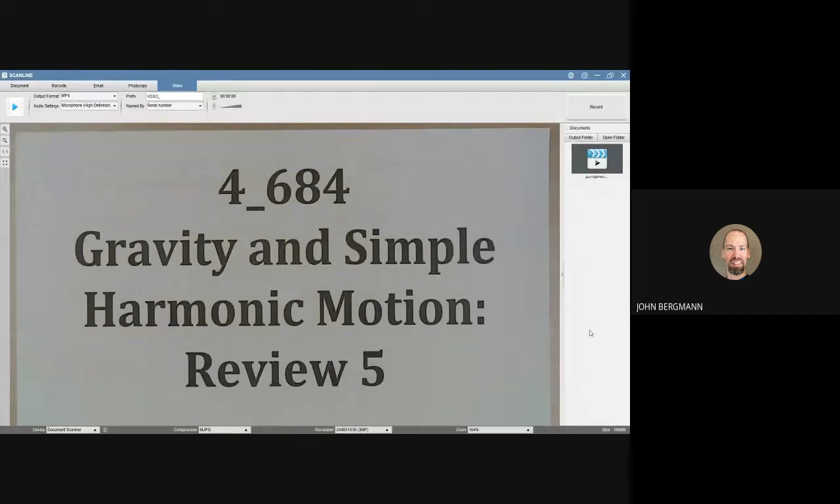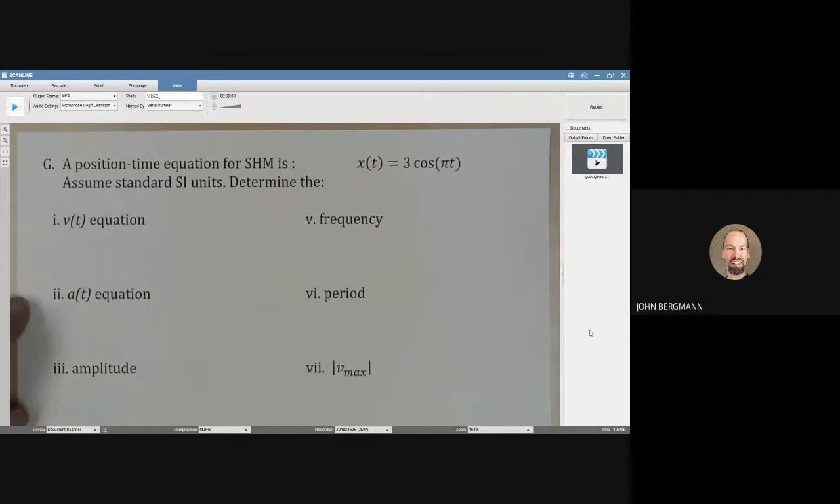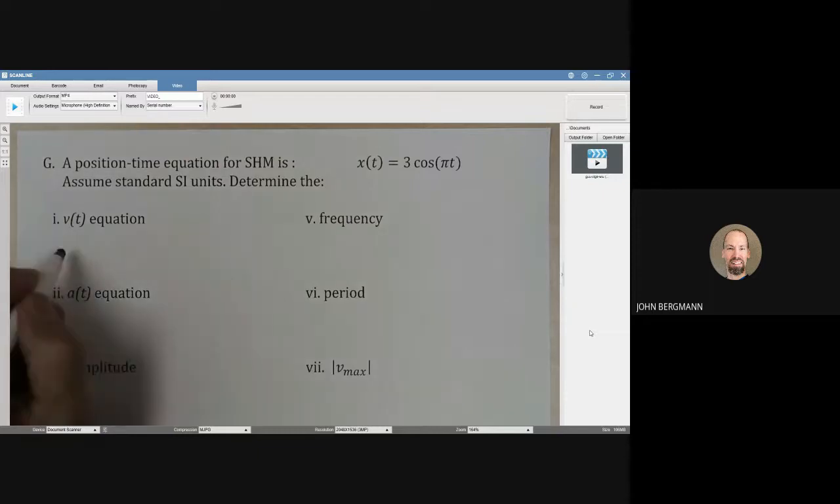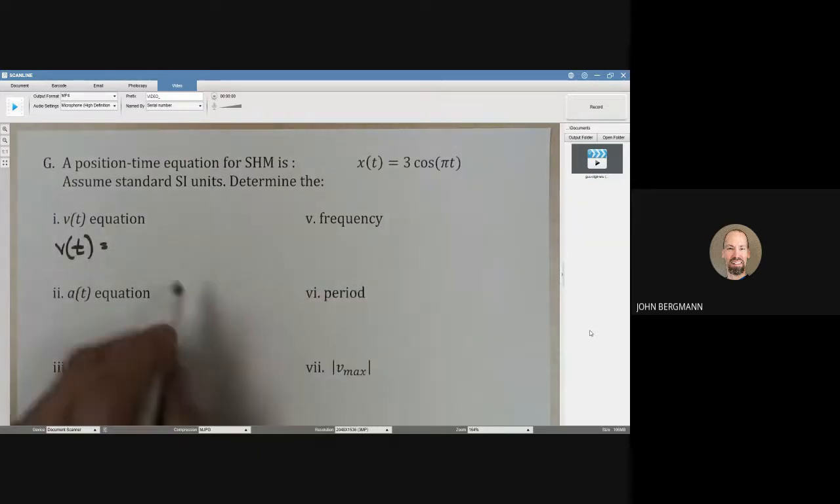Gravity and simple harmonic motion, review 5. A position time equation for simple harmonic motion is that. Assume standard SI units. Determine the v-t equation. We want to take the derivative, don't we? We can leave that constant right there.